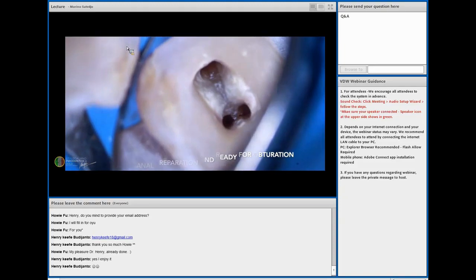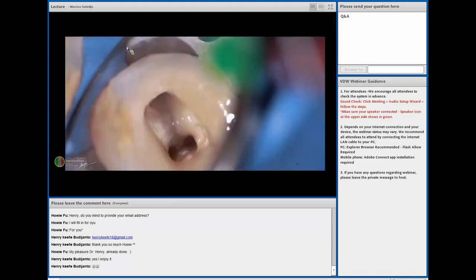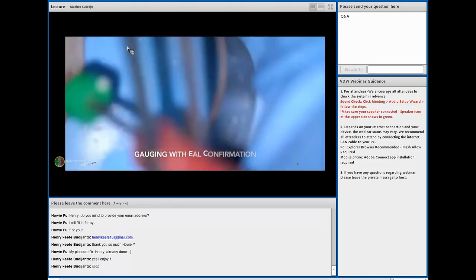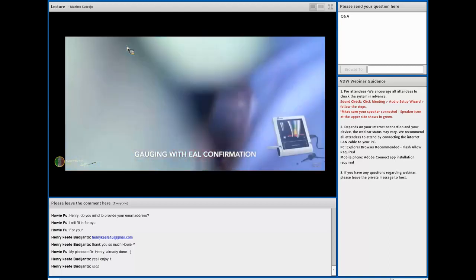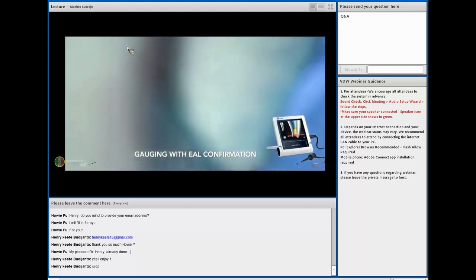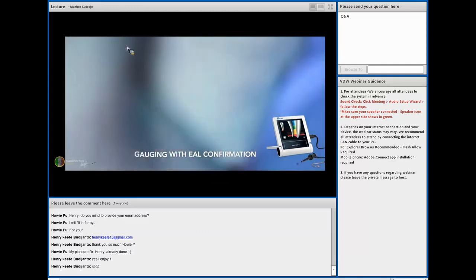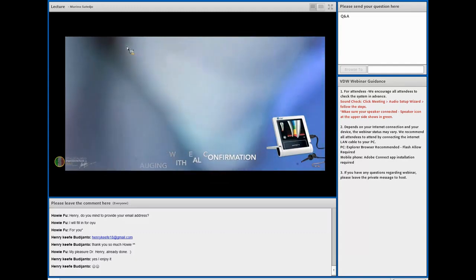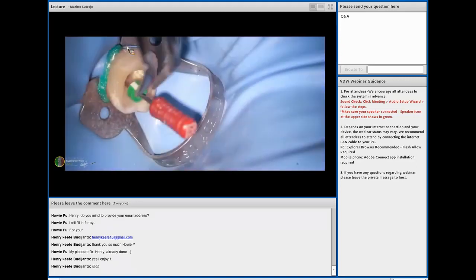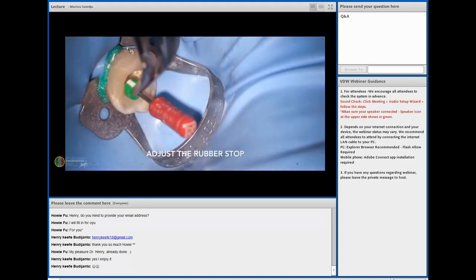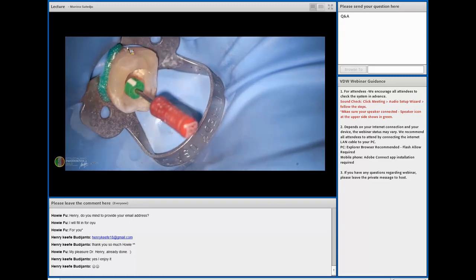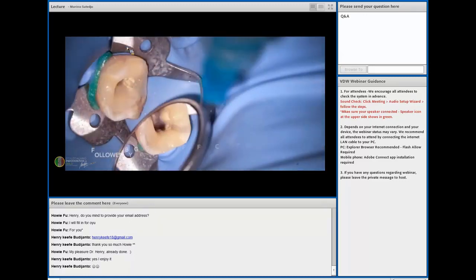So after it's shaped, it is clean, it's gauged already. Now I'm going to do my obturation. I'm going to repeat again my gauging and confirmation of the working length, once again with the apex locator, to make sure that I'm not going further beyond the constriction than is necessary. Adjust the rubber stop to the desired level that we need.